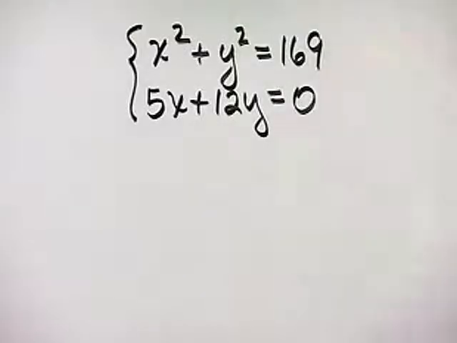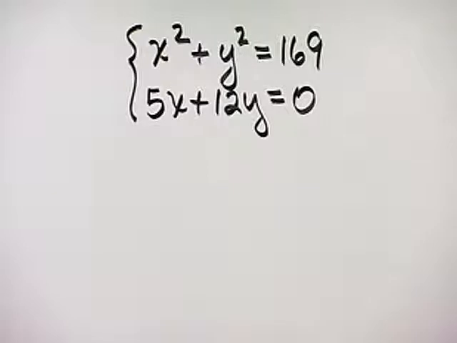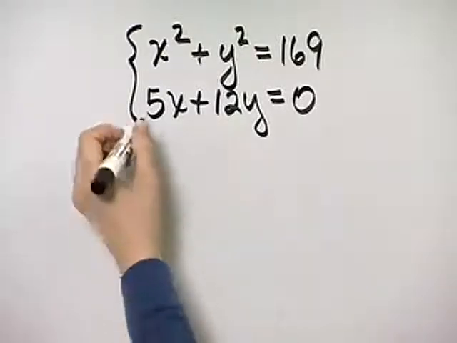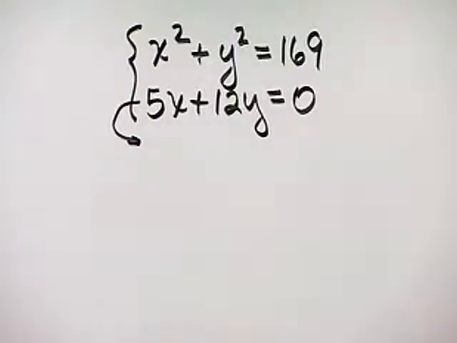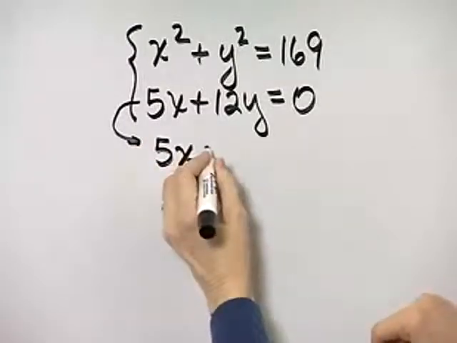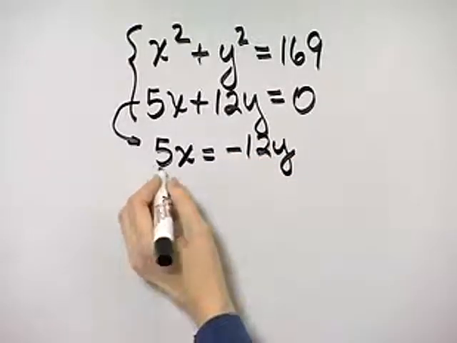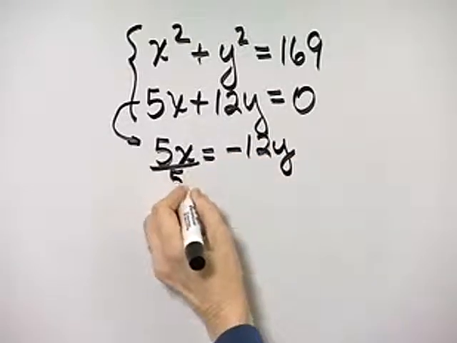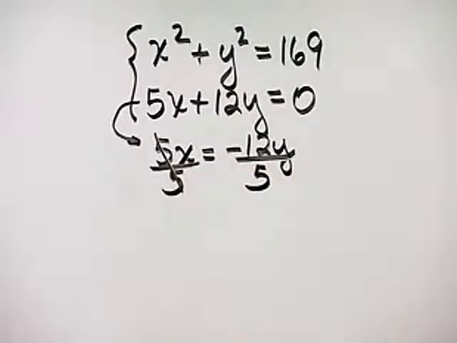Let's solve this system of equations, and notice this is a nonlinear system of equations. Let's choose one of these equations. I'll choose the second one, and I'll go ahead and solve this for x. So 5x is equal to negative 12y, and to finish solving for x, I'll divide both sides by 5. So x is negative 12y all over 5.